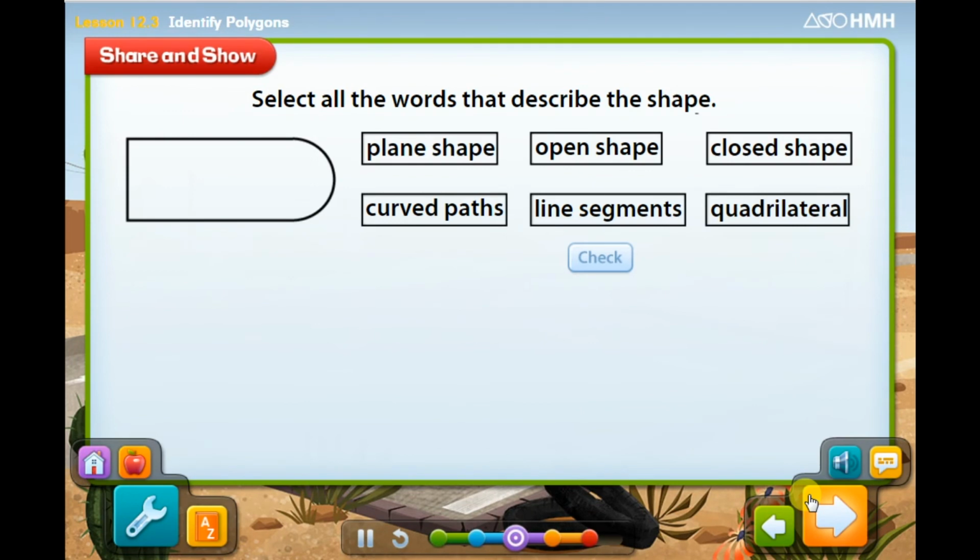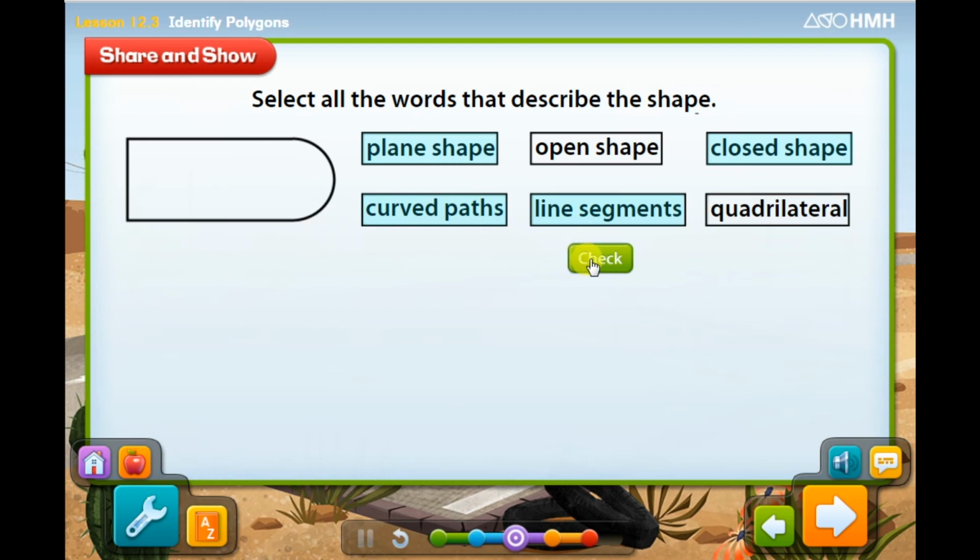Select all the words that describe the shape. Then click check. Okay, is the shape a plane shape, meaning you can draw it on a flat paper or flat surface? Yes, it's a plane shape. Is it an open shape? No. Is it a closed shape? Yes, it's closed. Does it have a curved path? Yes, it has a curved path. Does it have any line segments? Yes, it has. Is it a quadrilateral? No, because I have here 3 sides, 3 line segments, and 1 curved path. So it's not a polygon.